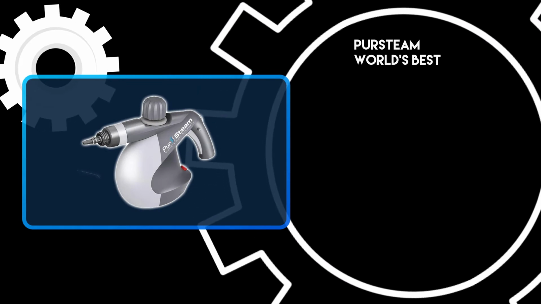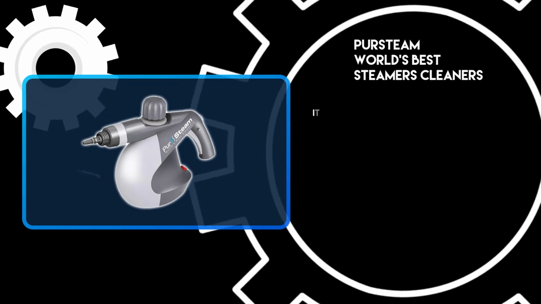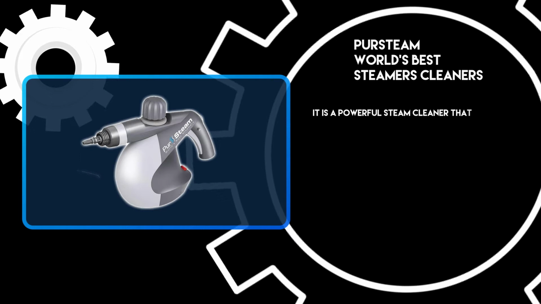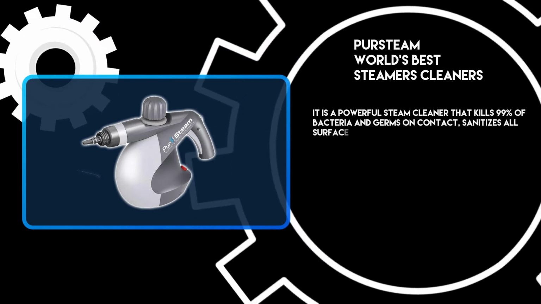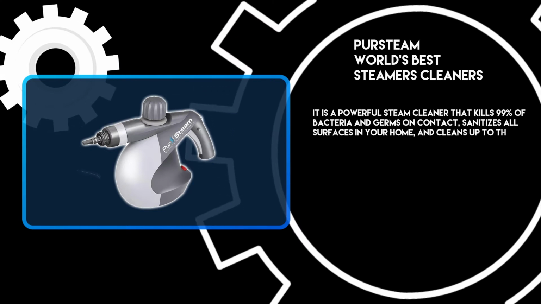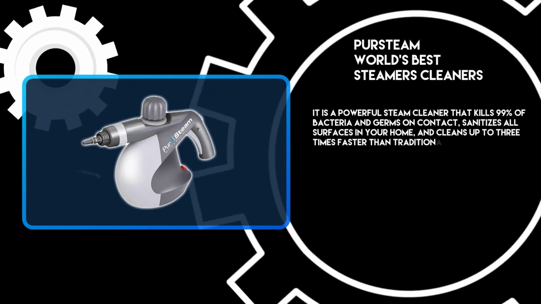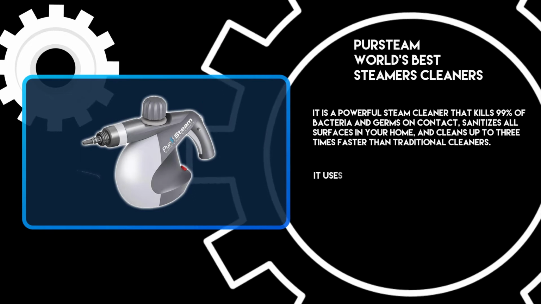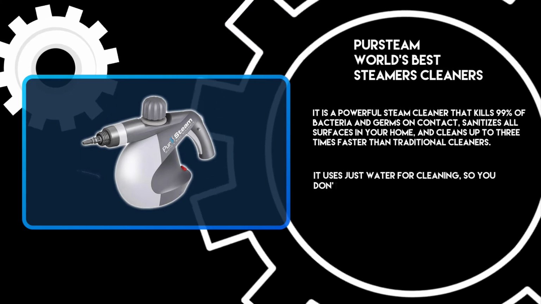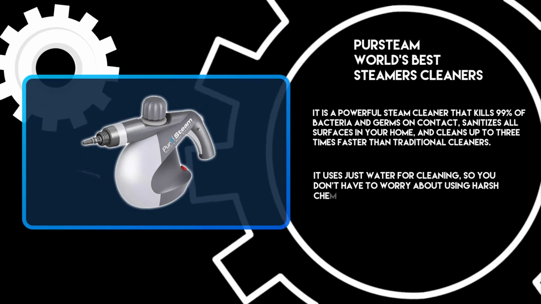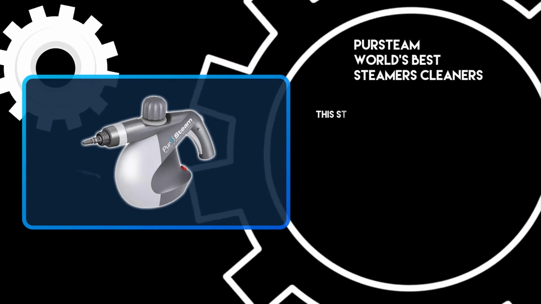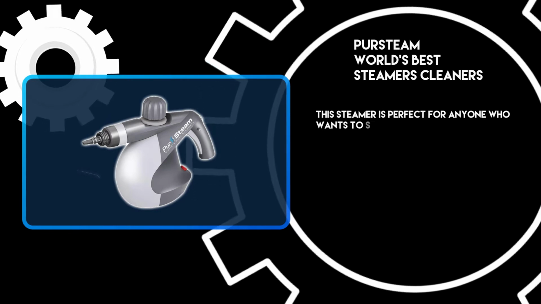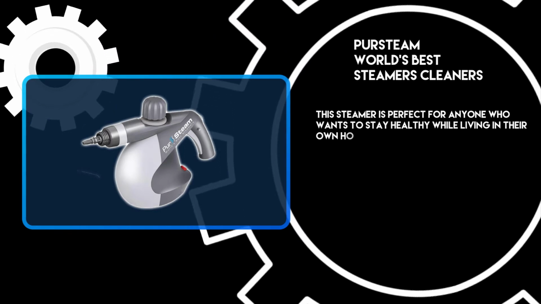At number 3. PurSteam World's Best Steamers Cleaners. It is a powerful steam cleaner that kills 99% of bacteria and germs on contact, sanitizes all surfaces in your home, and cleans up to 3 times faster than traditional cleaners. It uses just water for cleaning, so you don't have to worry about using harsh chemicals or toxic fumes around the house. This steamer is perfect for anyone who wants to stay healthy while living in their own home.